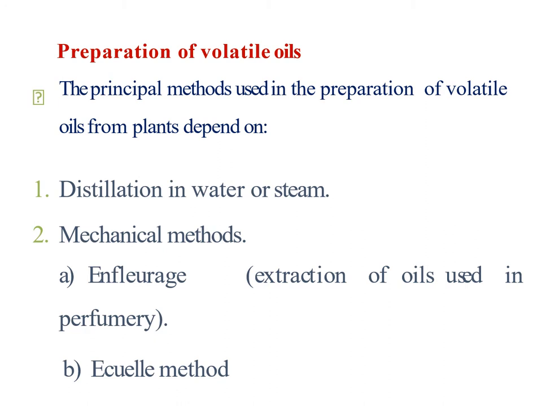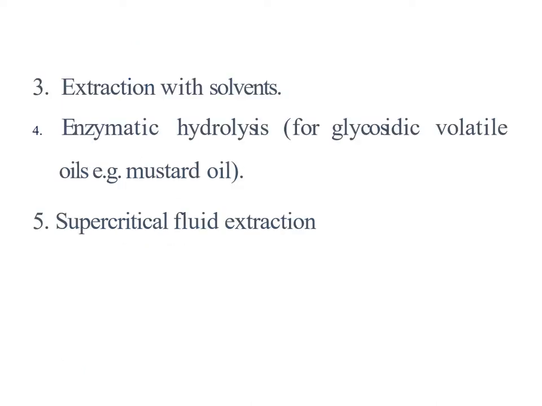Then preparation of volatile oils, how we will prepare. The principal method used in preparation of volatile oils from plants depends upon distillation in water or steam. Second, mechanical methods. There are some mechanical methods to extract the volatile oil, that is enfleurage, used in perfumery. Then the Quayle method.